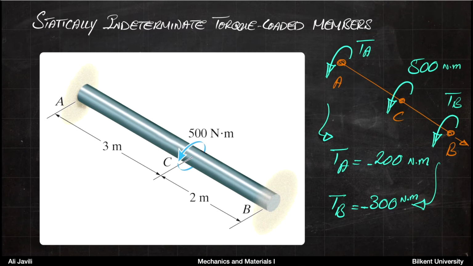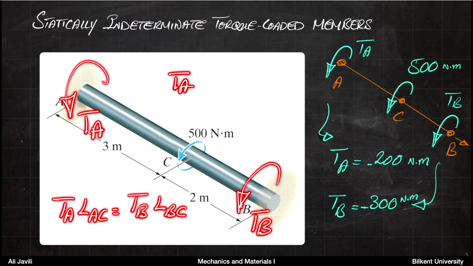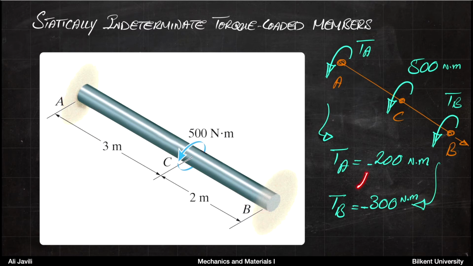So if you look at the example that we just had at the beginning of this section, we showed this bar as an example, and let's say you apply a torque of 500 Newton meter. Now in this picture, LAC is 3 meters, LCB is 2 meters, so that means you need a smaller torque TA compared to a torque TB. So TA LAC must equal TB LBC. But also we know that the sum of the two plus 500 is 0. So if you look at all these equations together, you can clearly see that TA must be minus 200 Newton meter and TB must be minus 300 Newton meter.